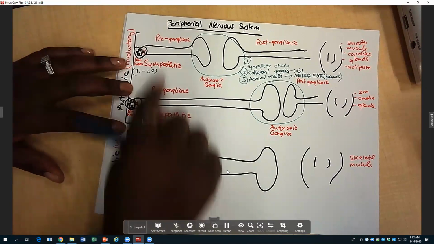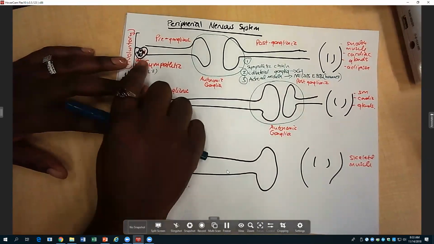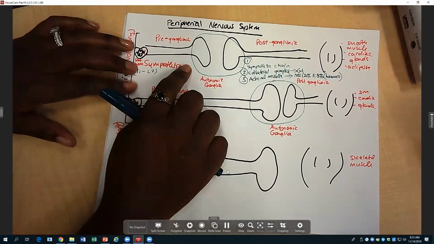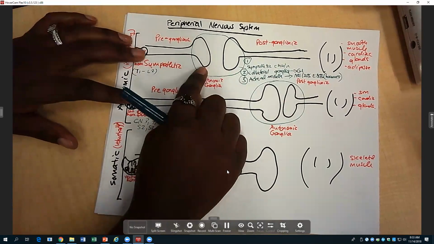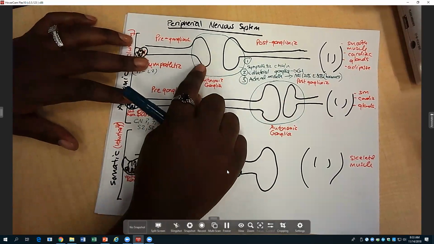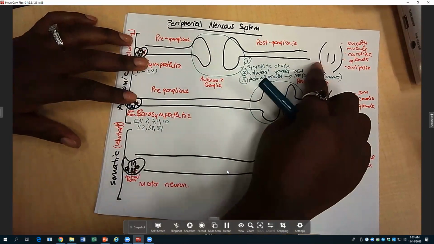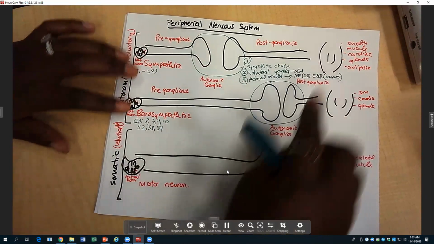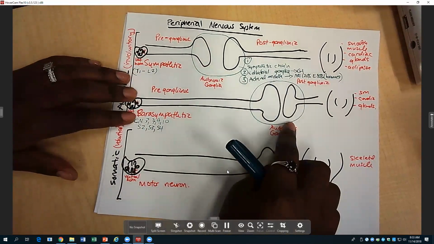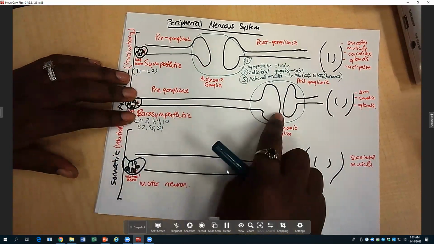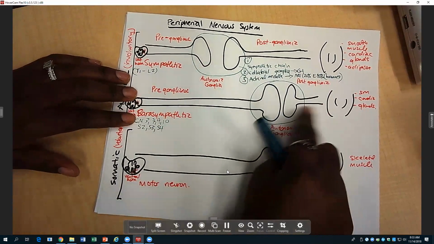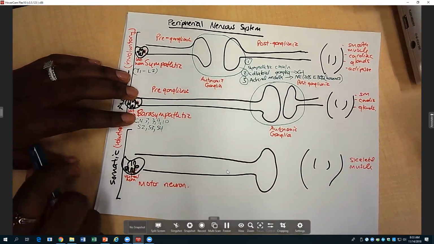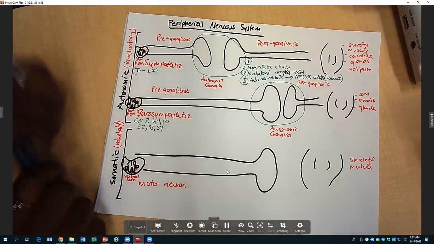Now let's also look at the length of the neurons here. We saw that in the sympathetic system, because the sympathetic chain was so close to the spinal cord, they had shorter preganglionic neurons and longer postganglionic neurons. And the reverse was true for the parasympathetic system. These longer preganglionic neurons went all the way out to a ganglia that was close to the effector organ, and then a very short postganglionic neuron went to that effector organ, okay?